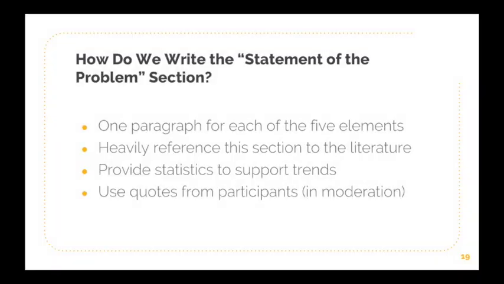Next, how do we write the statement of the problem section? In point one, write one paragraph for each of the five elements. Heavily reference this section to the literature. In the literature section, you have to reference sources, linking the material and resources to provide statistics to support trends.